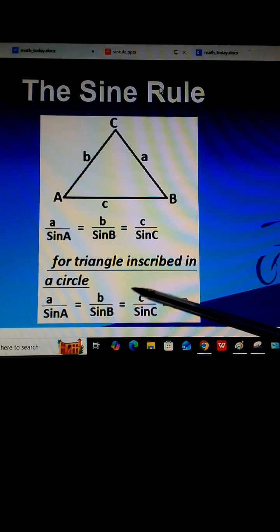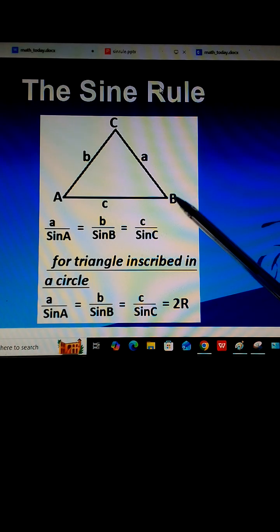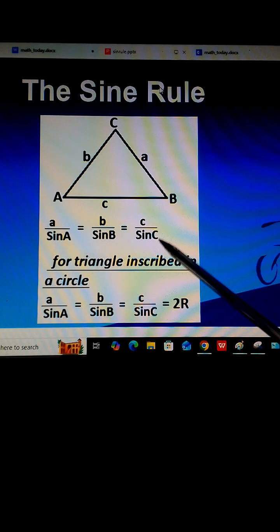Now, if this triangle is inscribed in a circle, we find that this rule is extended. It states that a over sine A is equal to b over sine B is equal to c over sine C is equal to the diameter of the circle, 2r, where r is the radius of the circle. So I want to derive an expression for the sine rule in the first case. All right?